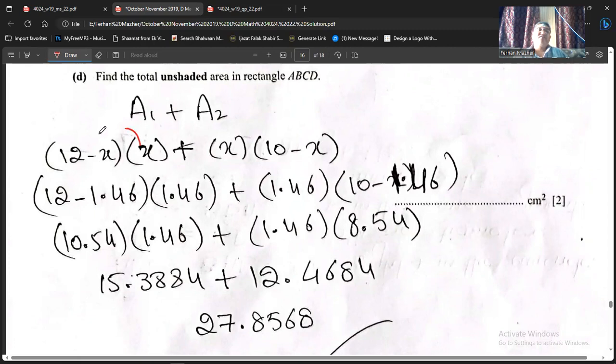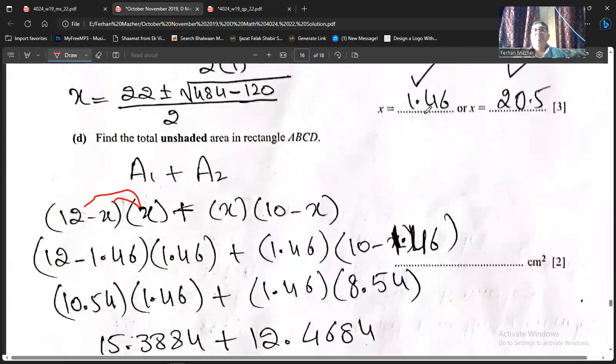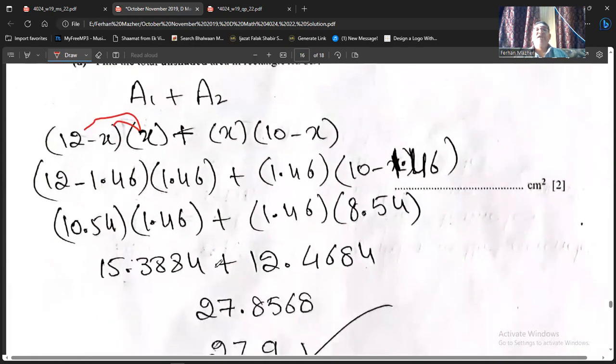So when this x will multiply with these, you know the x value. There are two values of x. One is this, the other one is this. We cannot use this one because it makes the side negative. So I'm going to use this value, okay? So 12 minus 1.46 into 1.46. This is 10.54 multiplied by 1.46, and that is 15.3884.